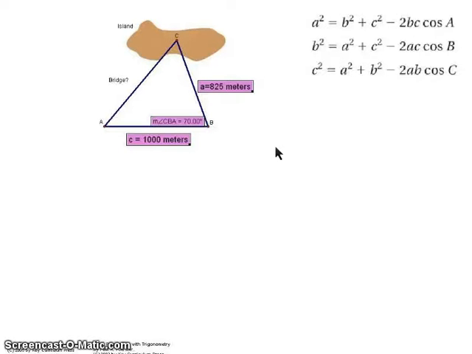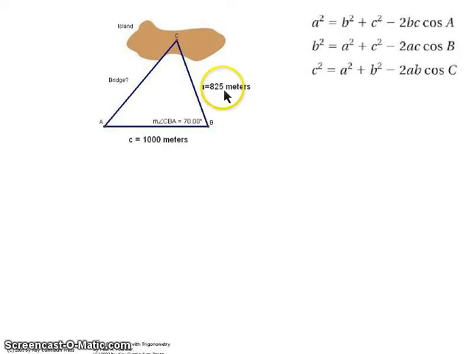So when you only know one angle, really that's what it comes down to. If you know one angle or no angles, then you're going to use the law of cosines. If you know two angles, then you're probably going to end up using the law of sines. All right, so let's see how we're going to solve this problem.